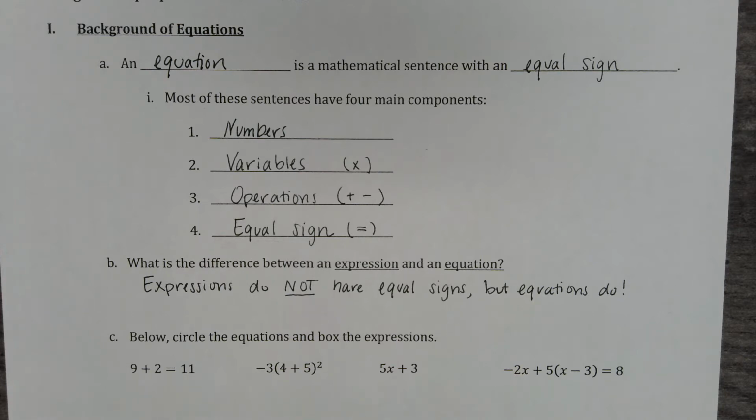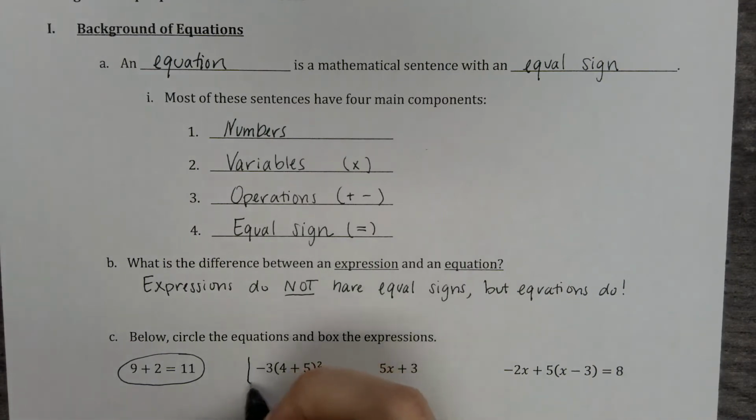All right. So we have circled the equations. Remember, equations have equal signs. Looking at this first one, it has an equal sign. So this guy's gotta be an equation. Looking at the next guy, it says box the expressions. Well, this guy doesn't have an equal sign. So that means this guy is gonna be an expression.